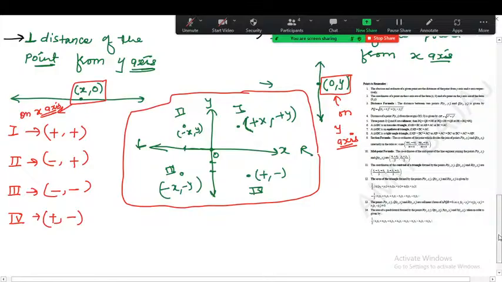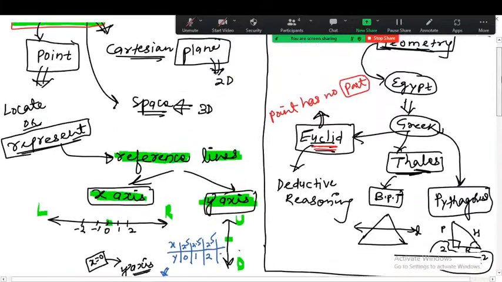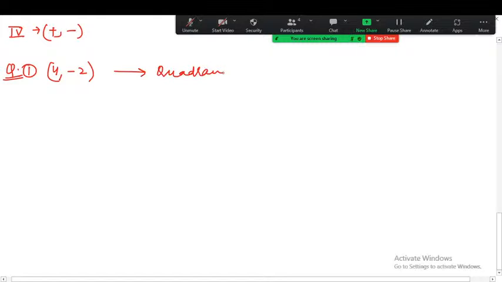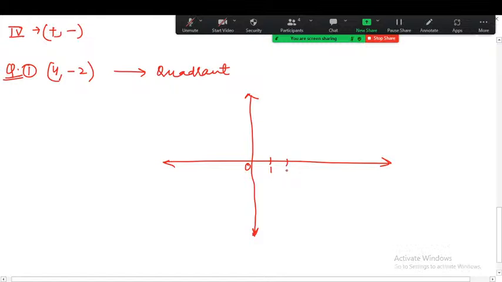Okay, I will ask some questions based on all these things that I have explained so far. Here is question number one for you: 4 comma minus 2. Tell me the quadrant of this, and also represent it. First tell me the quadrant, then I will show you how to represent it. What is it? 4 comma minus 2. If it's 4 comma minus 2, that's quadrant 4.